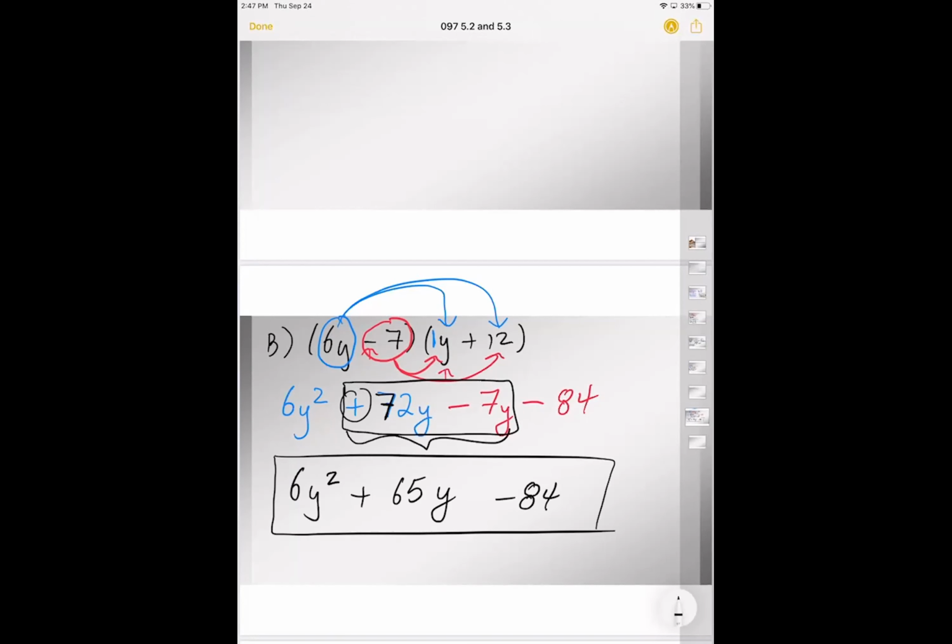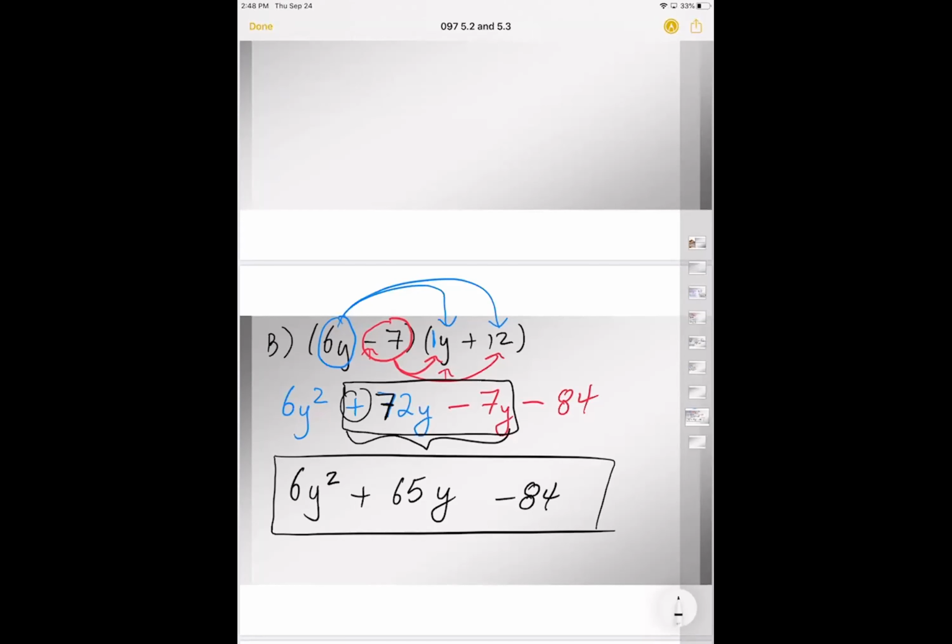So this is what our objective for 5.3 is. When you multiply a binomial times a binomial, 2 by 2, right? A binomial times a binomial, this is what we have. And again, this will be a second degree trinomial, and your 6 is your leading coefficient.